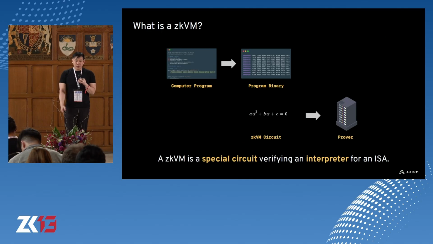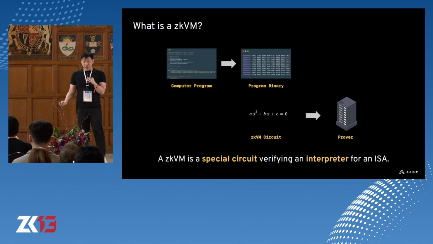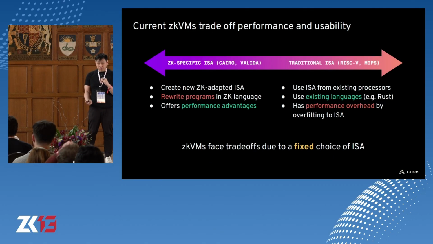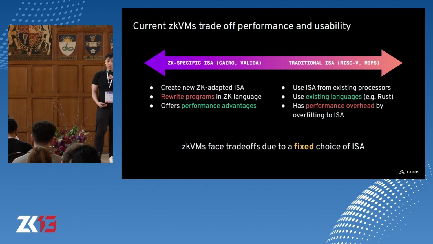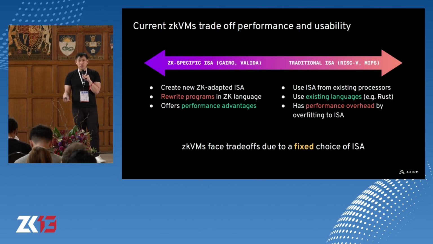And so I think I can skip this slide given Jeremy's talk right before. But OpenVM is a zkVM framework. And the main impetus for OpenVM is this trade-off between performance and usability of current zkVMs that occurs primarily at the ISA level. So I think broadly there are two types of zkVMs today.